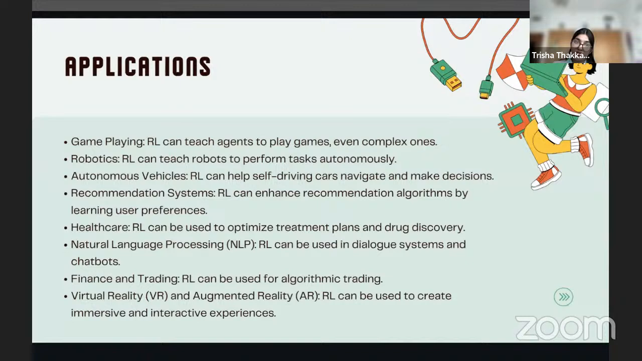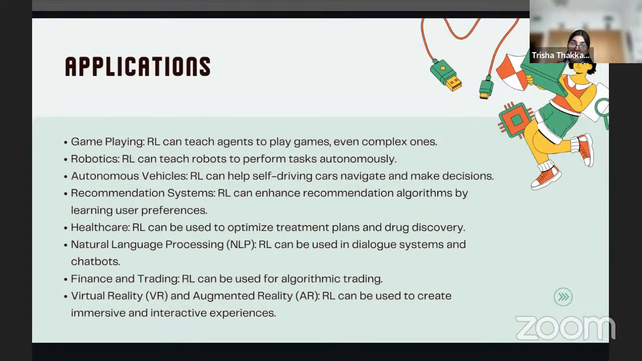What are the applications? It is used in game playing. It is used in robotics. It can teach the robots to perform tasks autonomously. It is used in autonomous vehicles. This includes different self-driving cars or navigation systems in cars that are used to make decisions. It is used in recommendation systems. It can enhance the recommendation algorithms in different websites or applications according to the user preferences.